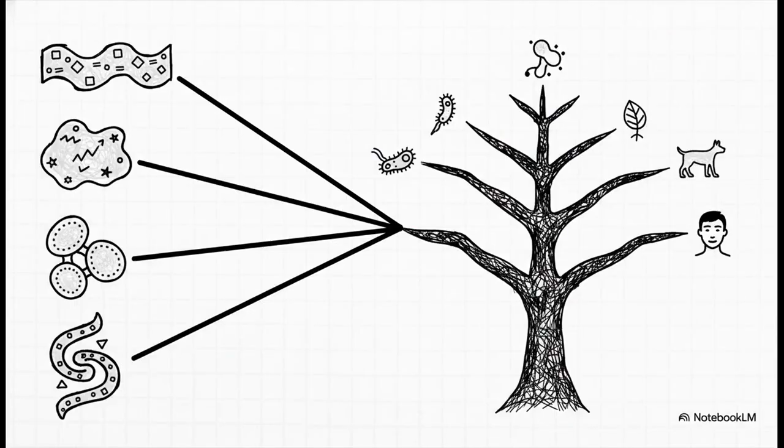And the story doesn't even end with just one map. A huge part of genomics is about comparison. By comparing our new map to the maps of other species, we can do something called a phylogenetic analysis. And this basically lets us build a family tree of life, so we can see exactly how different species are related and how they've all evolved over millions of years.